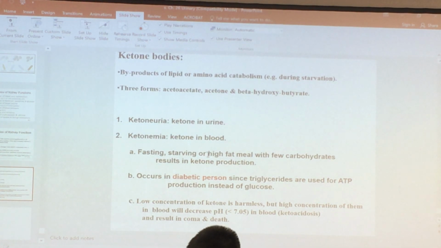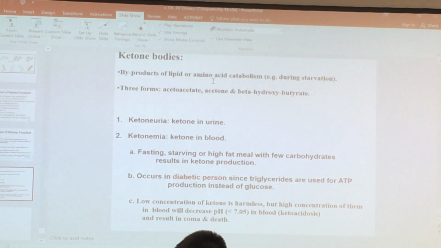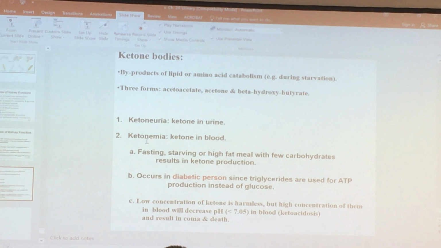The last slide I showed is ketone body. This one I will say more about in chapter 25. It's a byproduct when we digest lipid or amino acid, not sugar. It could be a different type. Okay, we know very well it's acetone. You can smell that. And if this ketone body appears in the urine, we call it ketonuria. If it appears in the blood, we call it ketonemia. A small amount is okay.